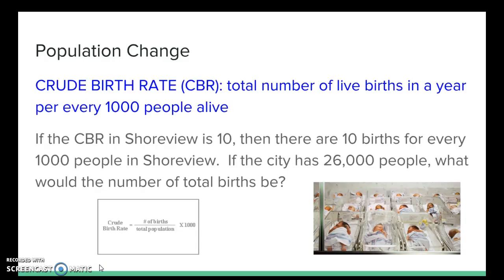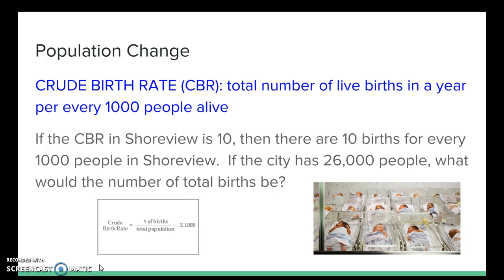And the crude birth rate is a very simple calculation. It's just how many people are being born. It's not saying where they're being born. It's not saying what type of person is being born. It's just total births per 1,000 people alive. As an example, if we're looking at Shoreview here, which has about 26,000 people, and we say its crude birth rate is 10, that means there would be 10 births for every 1,000 people. So in a given year, Shoreview would see 260 babies. So it just allows you to look for the entire country, for the entire population, how many babies you're going to see being born.